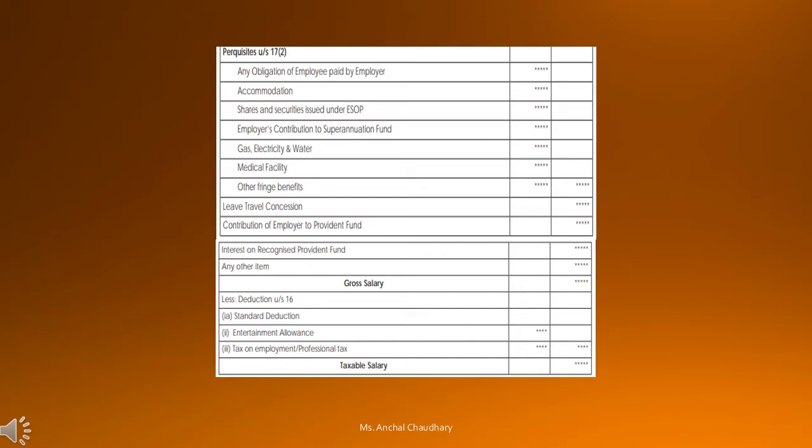Then after computing all the prerequisites which are available to the employee, whatever amount you get from your salary computation, allowances and prerequisites, that will be your gross salary. Then you have to deduct the deductions mentioned under section 16. First, your standard deduction, then entertainment allowance and tax on employment or professional tax. Then whatever amount you get, that will be your taxable salary.